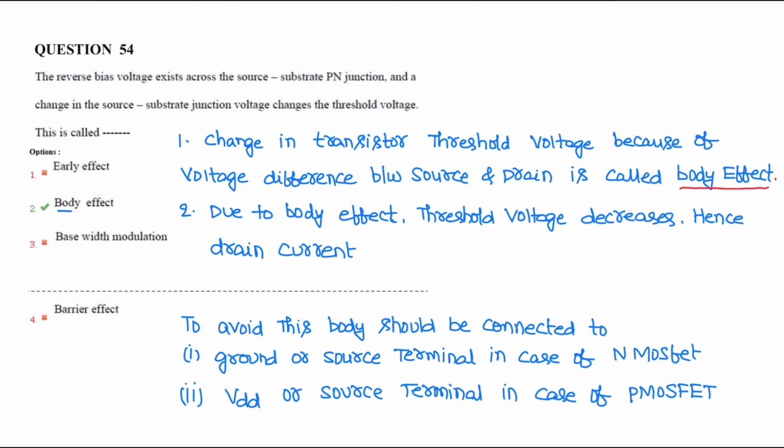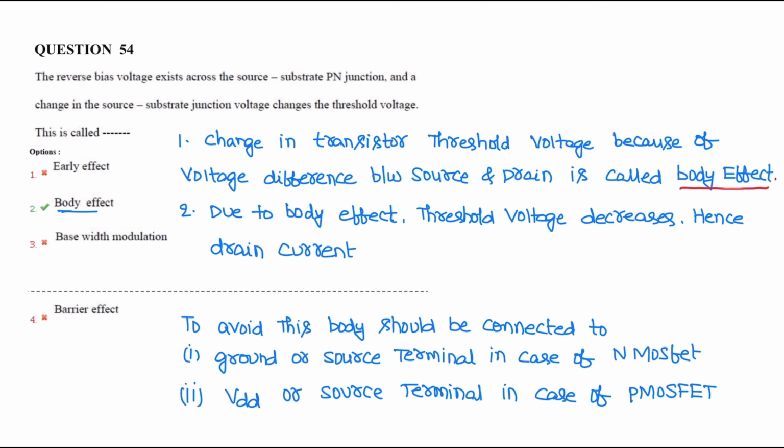Next question. Question number 54. The reverse bias voltage exists across the source substrate PN junction, and a change in the source substrate junction voltage changes the threshold voltage. This effect is called? So the change in transistor threshold voltage because of the voltage difference between source and substrate is called body effect. So the correct answer is 2.